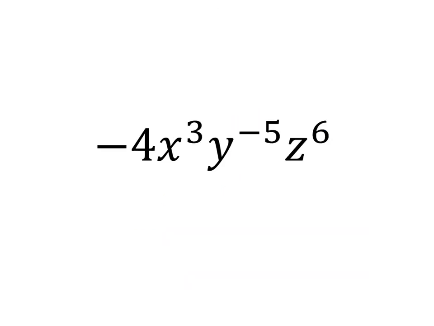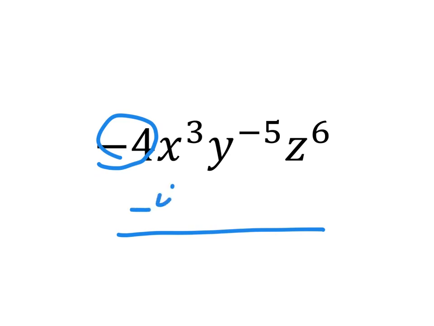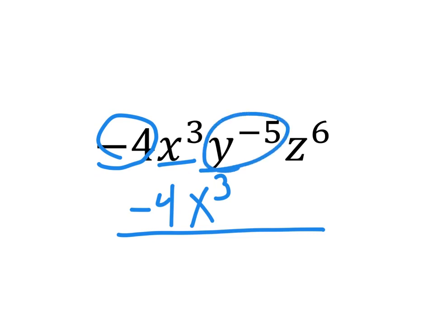Now I'm throwing out some crazy things there. A lot of variables, even got a z in there. Okay, I'm going to draw my line. Now remember that 4 is negative. Doesn't that mean it has a negative exponent? It stays on the top. The x cubed stays on the top. The y to the negative 5th goes to the bottom. The z to the 6th stays on top. Negative 4x cubed z to the 6th, all of it divided by y to the 5th.